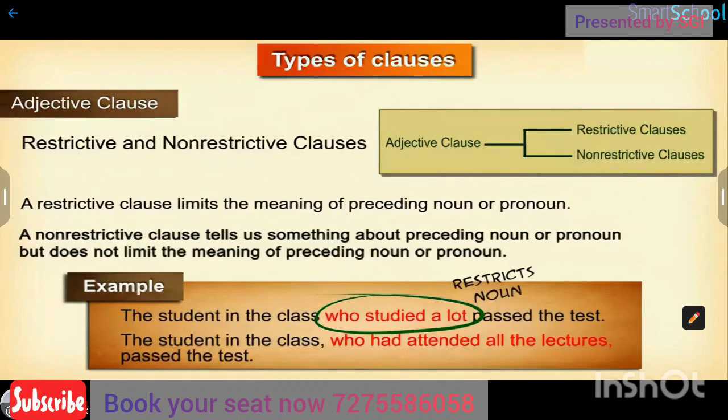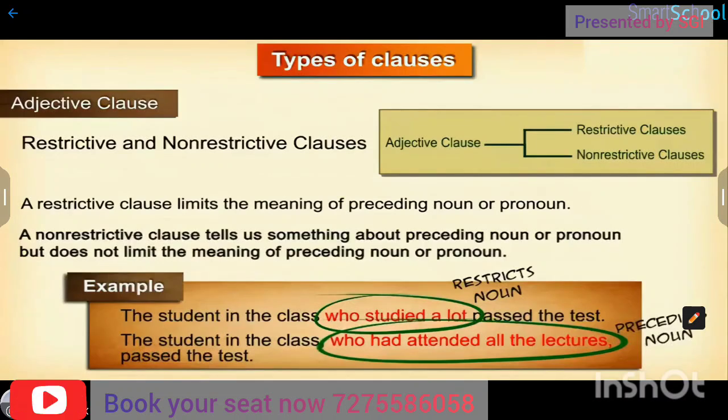In the second sentence, the clause "who had attended all the lectures" gives us information about the preceding noun but does not limit this information to the preceding noun. It means there can be several other students in the class who had attended all the lectures, hence it is a non-restrictive clause.